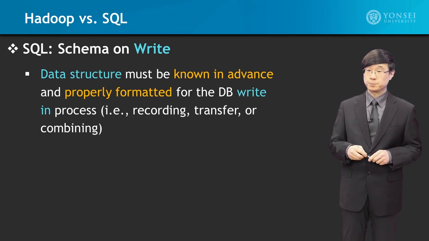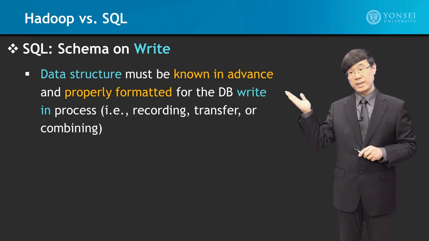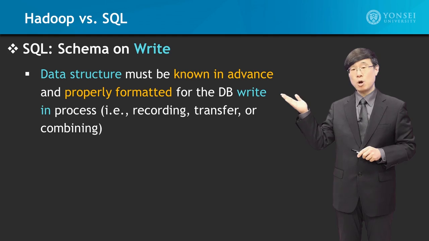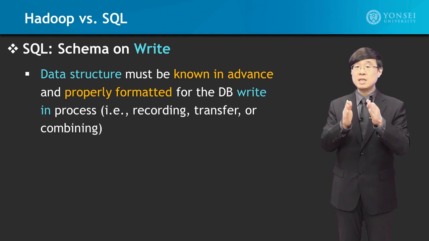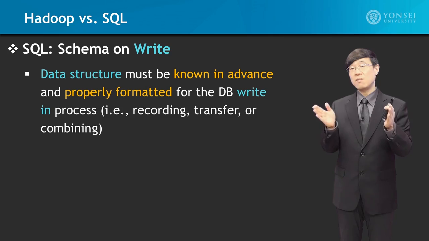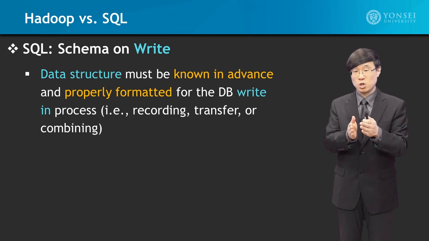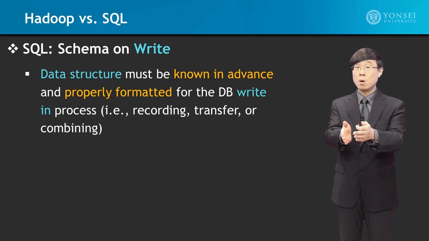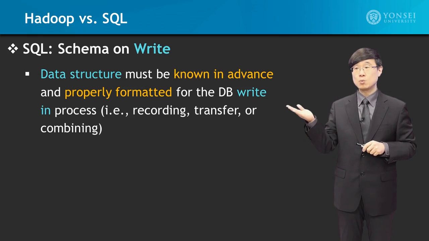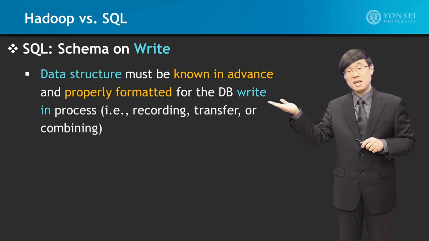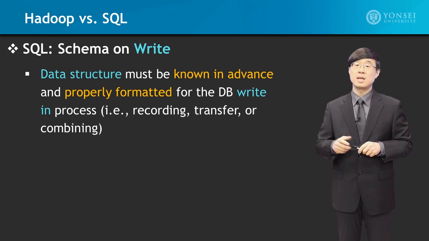and SQL. Schema on write means that the data structure must be known in advance and properly formatted for the database write-in process. This means that when you write data into the database, you have to have its schema. It has to be structured when you put it in, or it may not be inserted. It may not be taken in the right way to the database. That is what we mean. It has to have its schema when it's written into the database.